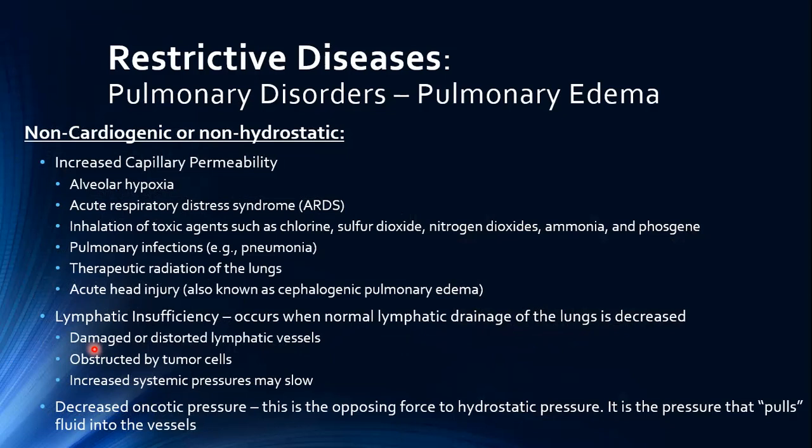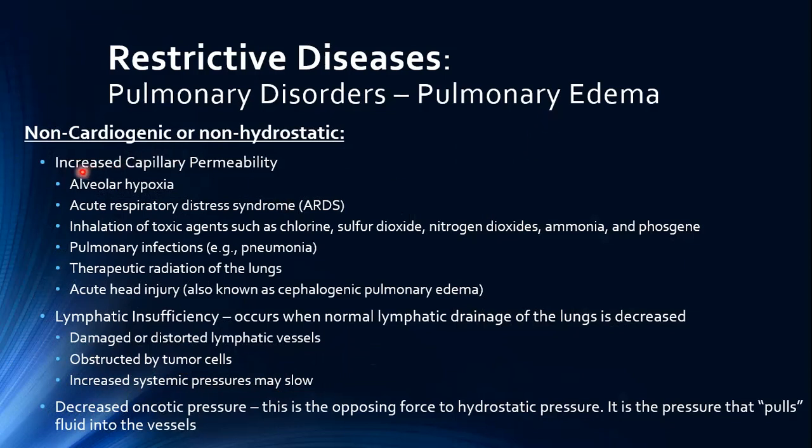But if they're not doing their job right, then that's another reason why fluid stays in the alveoli or gets into the alveoli, because the lymph nodes or lymphatic system is not sucking it up like it should, all right? And that can happen because of damaged or distorted lymphatic vessels. If the lymphatic vessels are damaged, they can't suck that water in. Obstruction by tumor cells: they're supposed to be sucking water in, but there's a tumor right there, so now it can't suck the little liquid in. That can cause it. Or increased systemic pressures may slow it down. Okay, so lymphatic insufficiency is the second type of non-cardiogenic pulmonary edema.